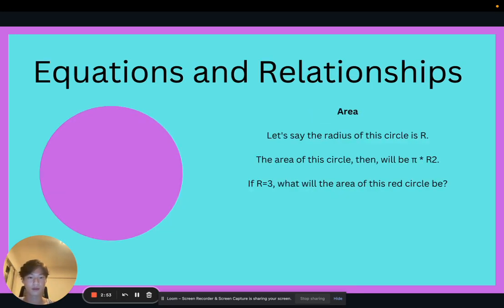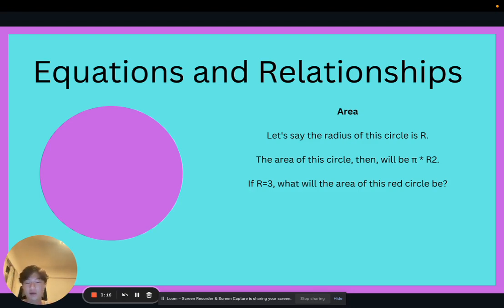Okay, let's talk about the area of the circle. Let's say the radius of the circle is r, then the area of the circle will be pi times the square of r. So if r is 3, what will be the area of this purple circle?